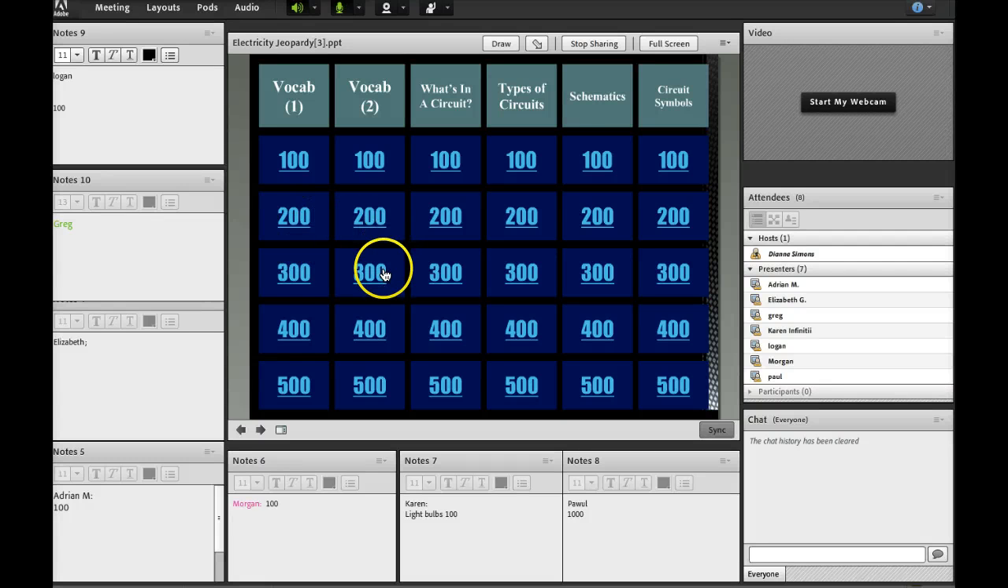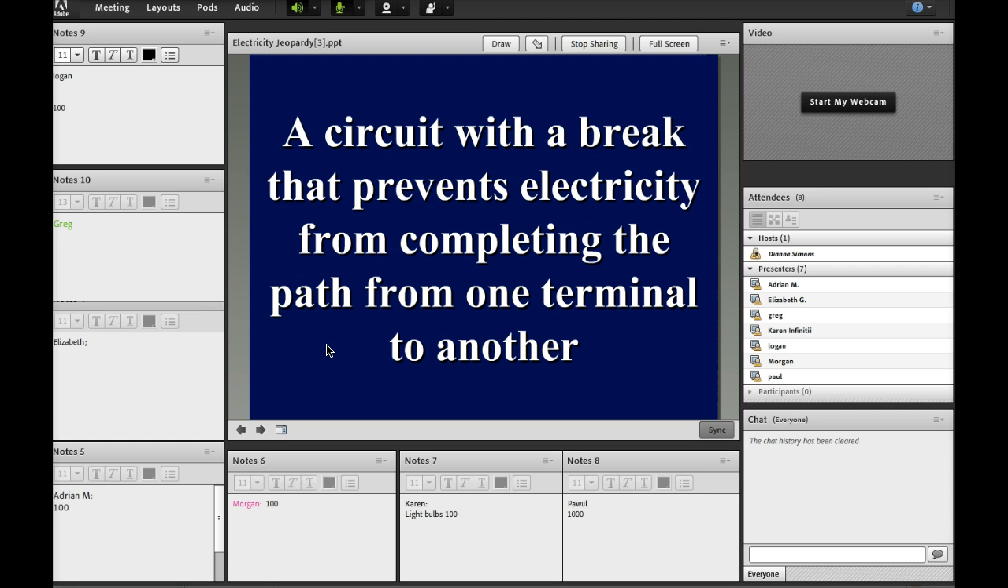Vocab, 400. 1 or 2? Oh, okay. A circuit with a break that prevents electricity from completing the path from one terminal to another. What type of circuit is that called? It's got a break in it. So it's an... All right, guys.